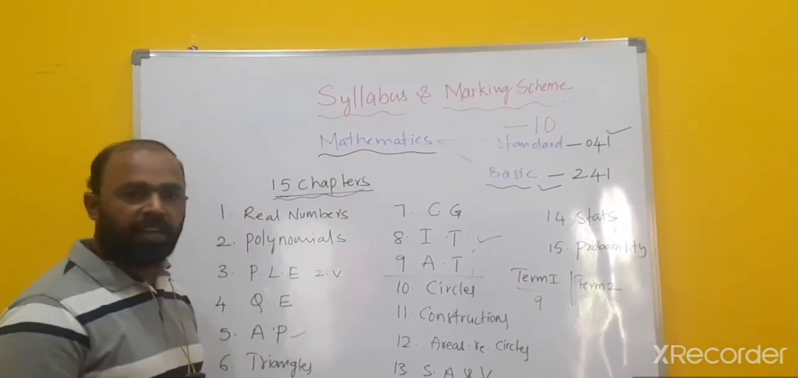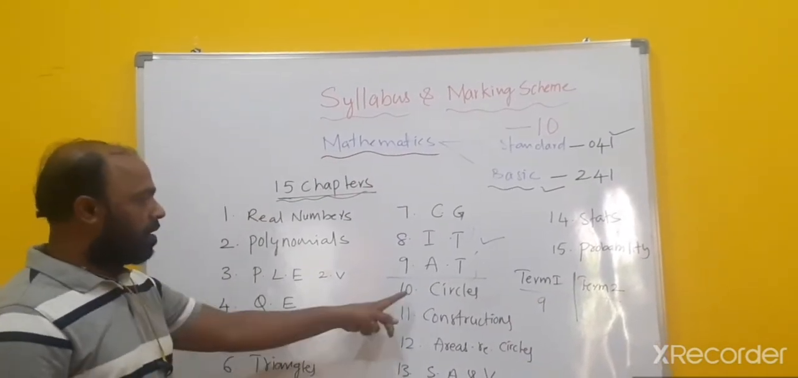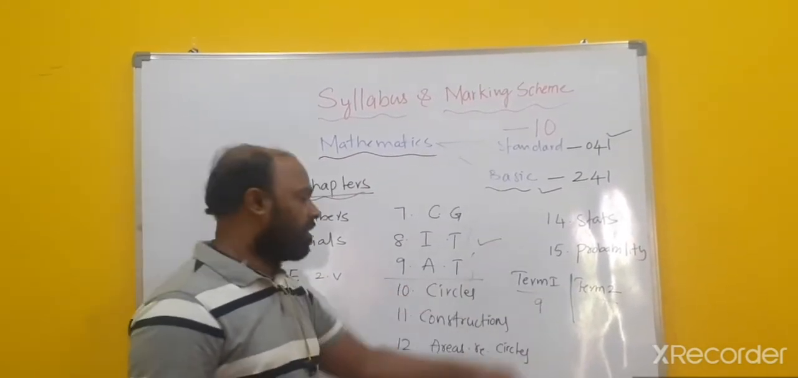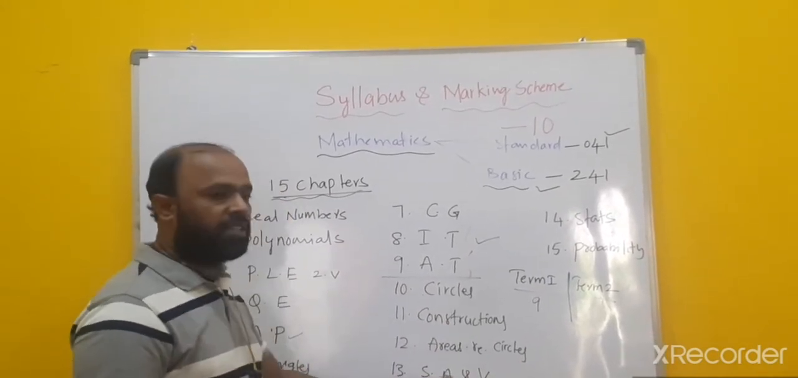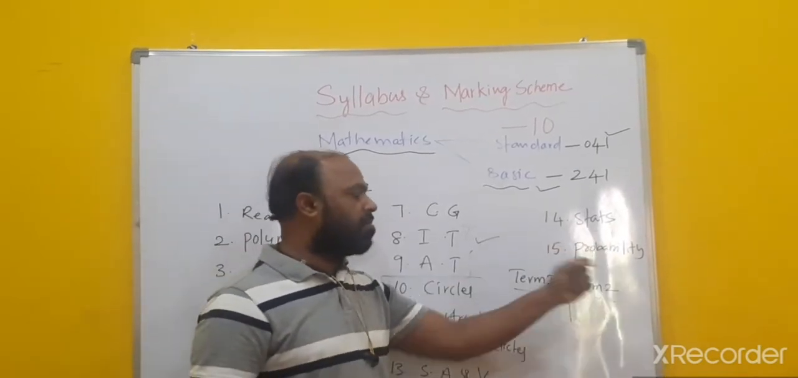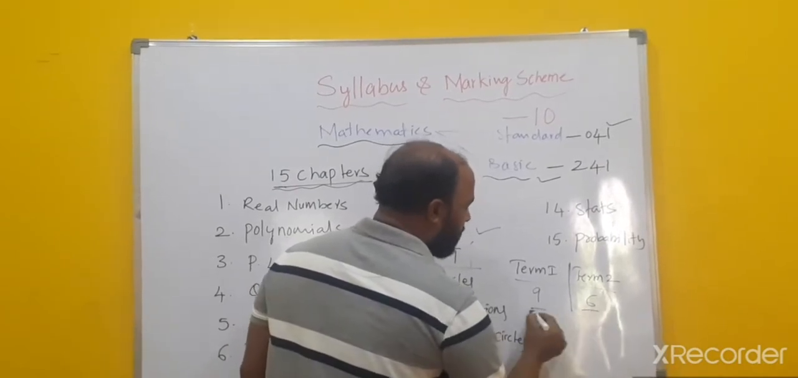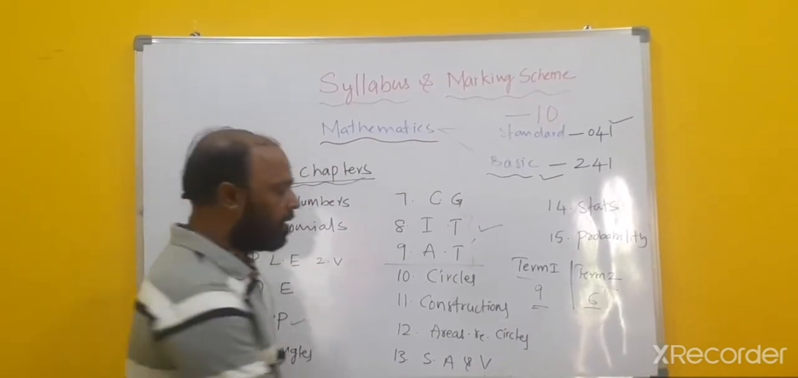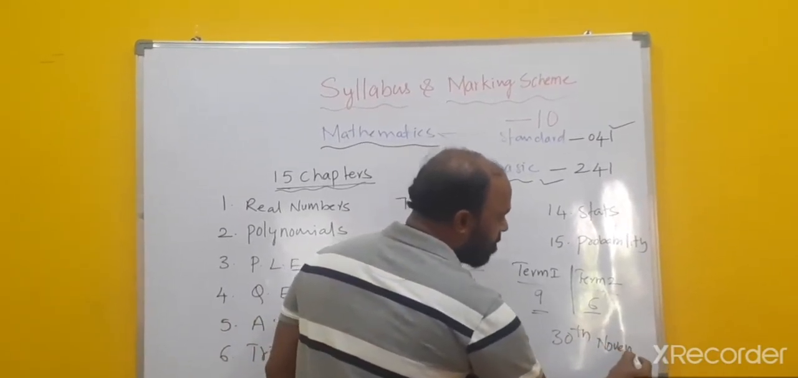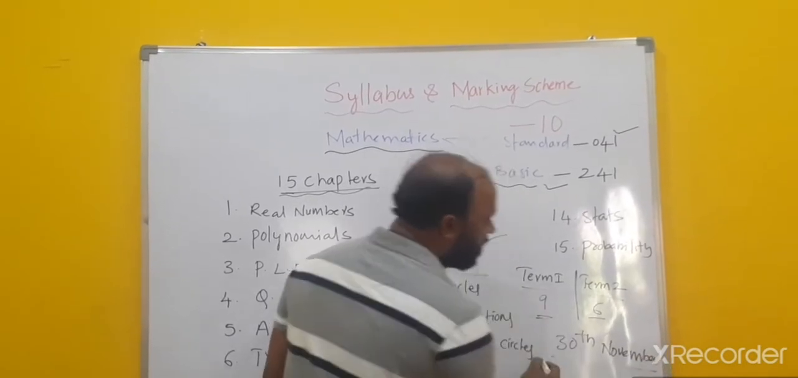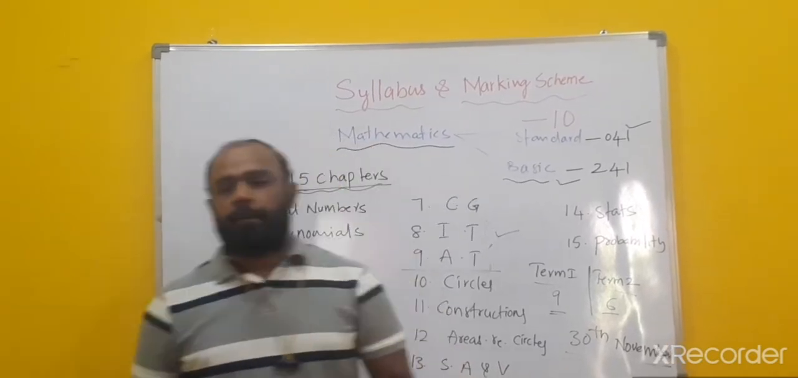After that we have the half yearly exams. Then in term 2, how many chapters are pending? 10, 11, 12, 13, 14, 15. Here we have circles, constructions, areas related to circles, surface areas and volumes, statistics and probability. Total 6 chapters for term 2. This whole syllabus we have to complete before 30th November. After that we have the cyclic test, then pre-board 1, pre-board 2, then the final exams.